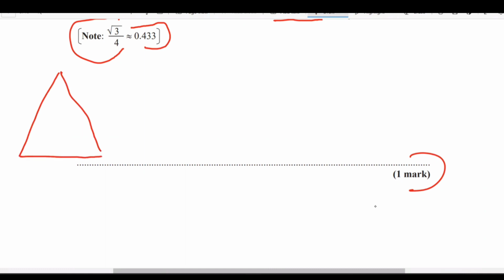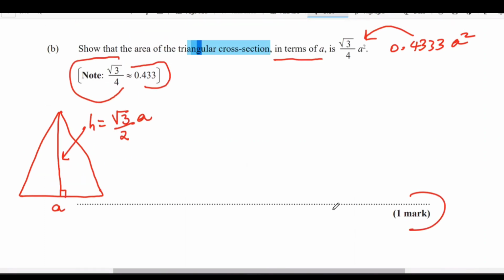All right. Now, the height, with base A, was given as root 3 over 2 A. Remember though that they're asking us at this moment to find the area. Let me cross this off. They're asking us to find the area of that triangle. Remember, they did say in terms of A.